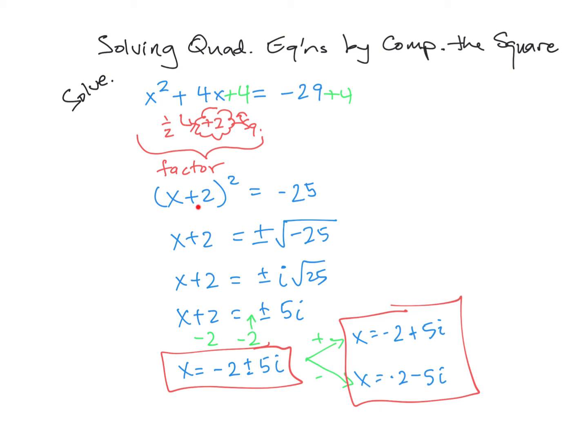We factored the left. Then when this said something squared equals a number, we used the square root property. That basically gets rid of that squaring. We simplified the radical, and then we solved for x, and that was our solution. Okay, so let's practice this again.